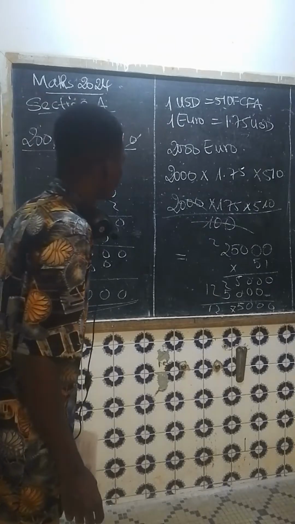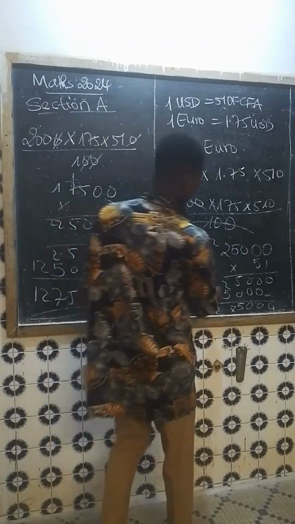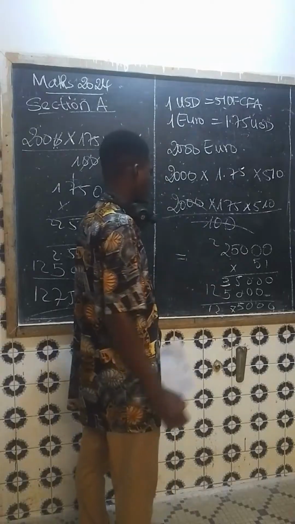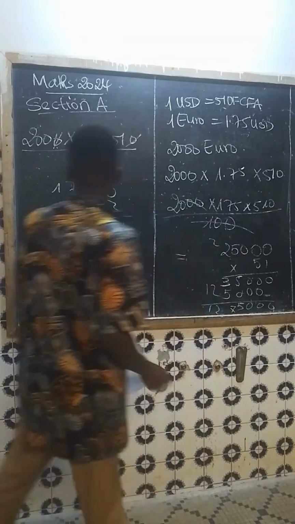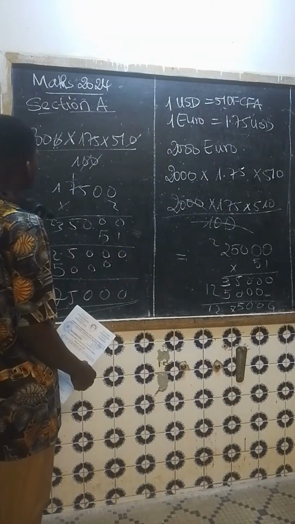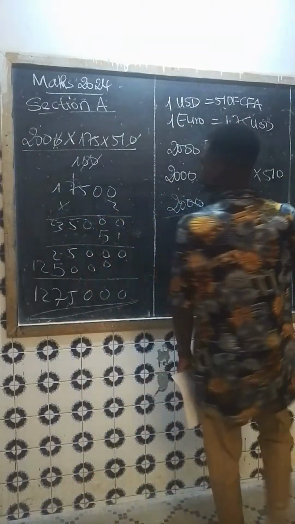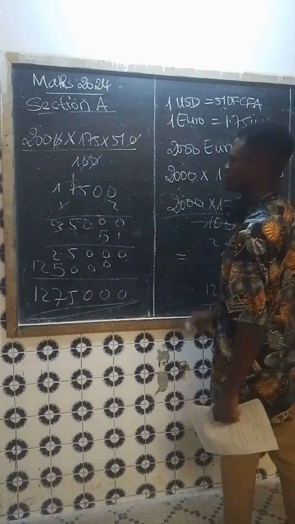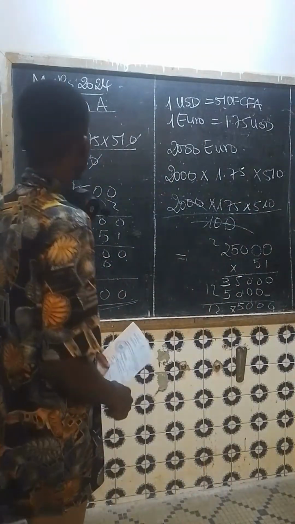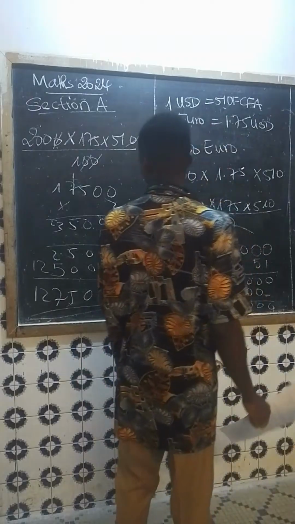30 what? 35,000. Good. So this is 35 and not 25. This is 35 and not 25. 175 times 2. Is that 27? What? It's times 20. Yes, but I added 0 here, so it was okay.